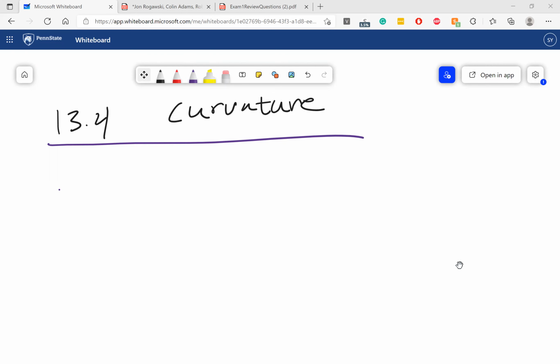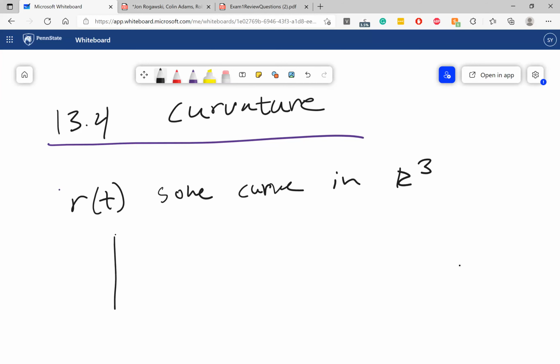Okay, so today we are going to continue talking about curvature. So last time we discussed the fact that if you take your R of t to be some continuous curve, so let's say that this is your R of t. So it's some curve in R3. So here's your axis, and here's your R of t.